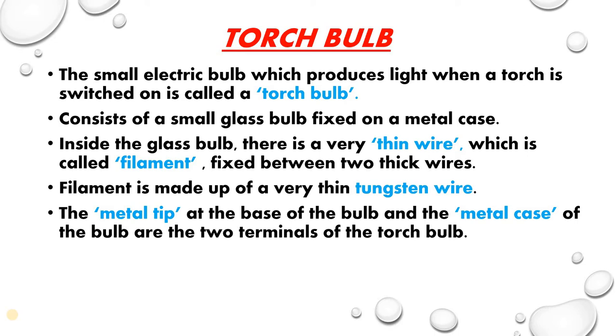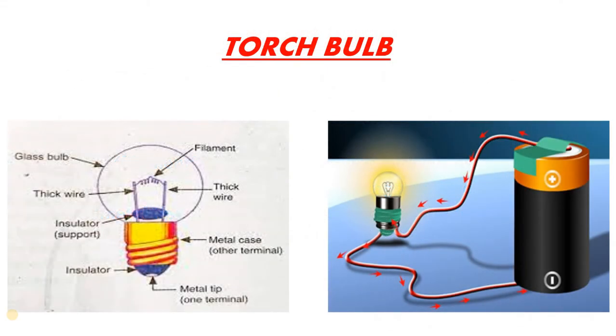Now inside the glass bulb, here you can see the diagram. This one is the glass bulb. In the diagram, the circular line is represented as the glass bulb, right? Now inside the glass bulb there is a very thin wire fixed between two thick wires. Here you see, these are the two thick wires, and a very thin wire is fixed in between the two thick wires, right?